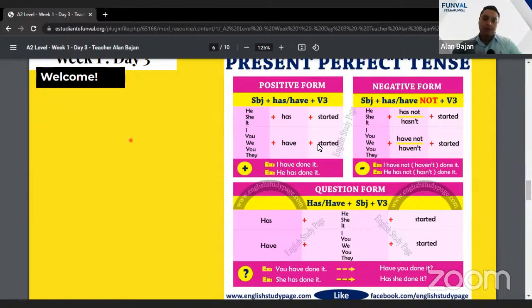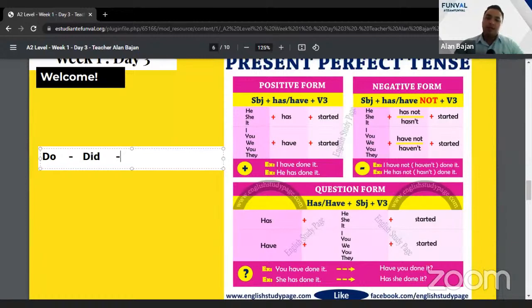And for example, what is a verb in past participle? In the conjugation of verbs, we have three columns. We have the infinitive, past tense, and the column number 3 is past participle. Do, did, done.